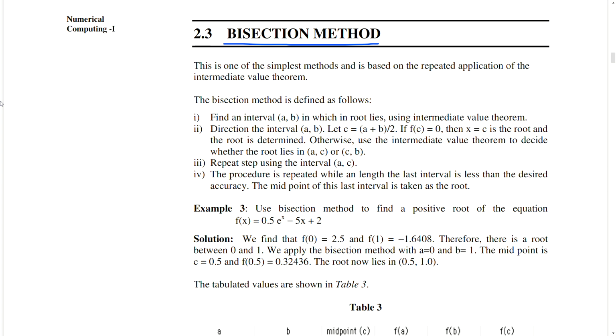If f(C) equal to 0, then x equal to C is the root and the root is determined. Otherwise, use the intermediate value theorem to decide whether the root lies in AC or CB. Three, repeat the step using the interval AC. Four, the procedure is repeated until the length of the last interval is less than the desired accuracy. The midpoint of this last interval is taken as the root.